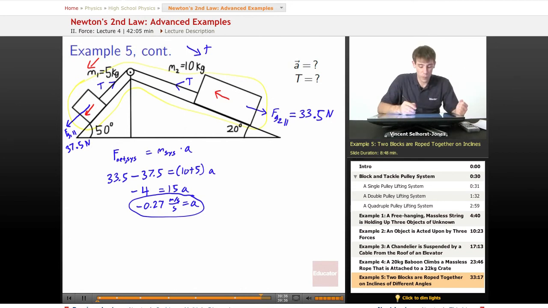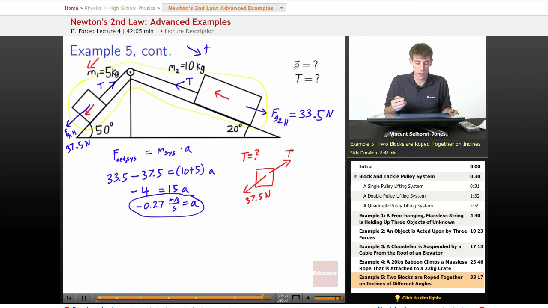Now, what if we want to solve for what the tension in it is? Well, what's the tension going to be equal to? We can look at just a single block on its own. So let's consider looking at the smaller block. The smaller block is being pulled down with 37.5 newtons, and it's being pulled up with tension. We don't know what that tension is yet, but we'll figure it out in just a sec. Another important thing is that because of the way we've got this constructed, tension is parallel.